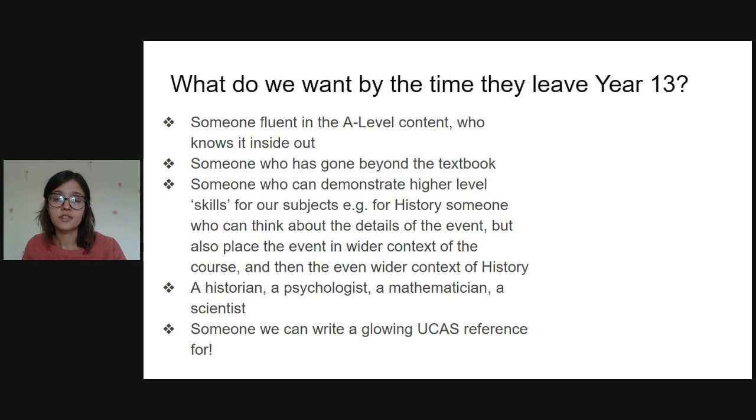Thinking about not necessarily just how to write a good essay, but linking into that first point I made about how to manipulate the information in a variety of different ways, how to think, and this links into point 4, how to think like a historian or a psychologist, mathematician, a scientist, because that's what we want to be able to call them by the time they leave us at the end of year 13. We want them to be able to identify as a historian, a psychologist, rather than someone who just studies those things.